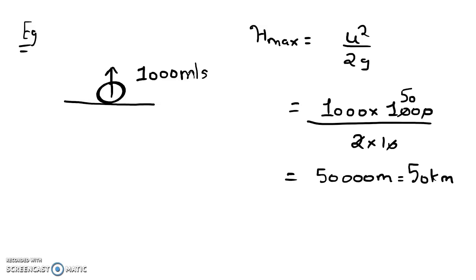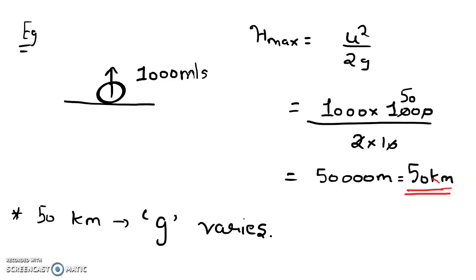Now you would say this is the answer, and one of the answer choices must be 50 kilometer for sure, but this is wrong. Why is this wrong? Because 50 kilometer is a big distance, and 50 kilometer from the surface of the earth, g is going to change definitely. You can take 10 kilometer or less than 10 kilometer as the limit where g is not changing. With 50 kilometer, the acceleration due to gravity varies. It is a considerable height, and g varies. So this is not the answer.